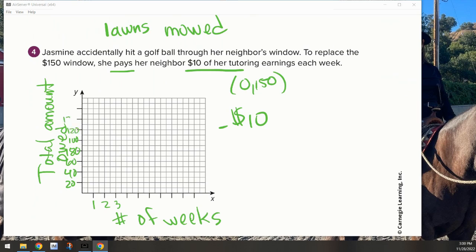120, 130, 140. And so this would be 150. Okay, so $10. This is my slope. So it's going down 10 over 1. So down 10 over 1. Down 10 over 1.